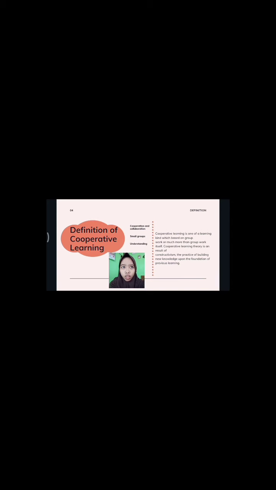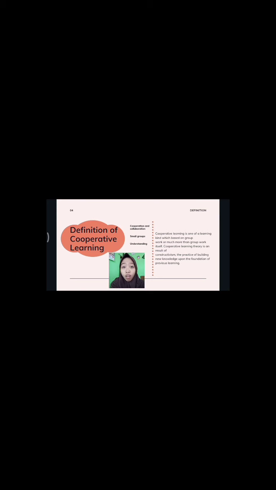Let's move to the definition. Cooperative learning is a kind of learning which is based on group work or more than that. Cooperative learning is an offshoot of constructivism learning theory, the practice of building new knowledge based on previous learning. There are three keywords for this definition: cooperation and collaboration, small groups, and understanding.